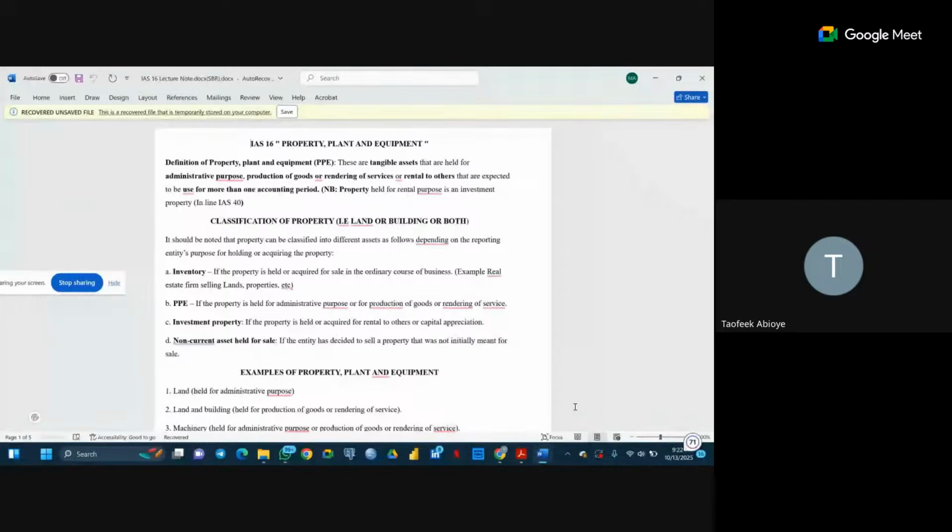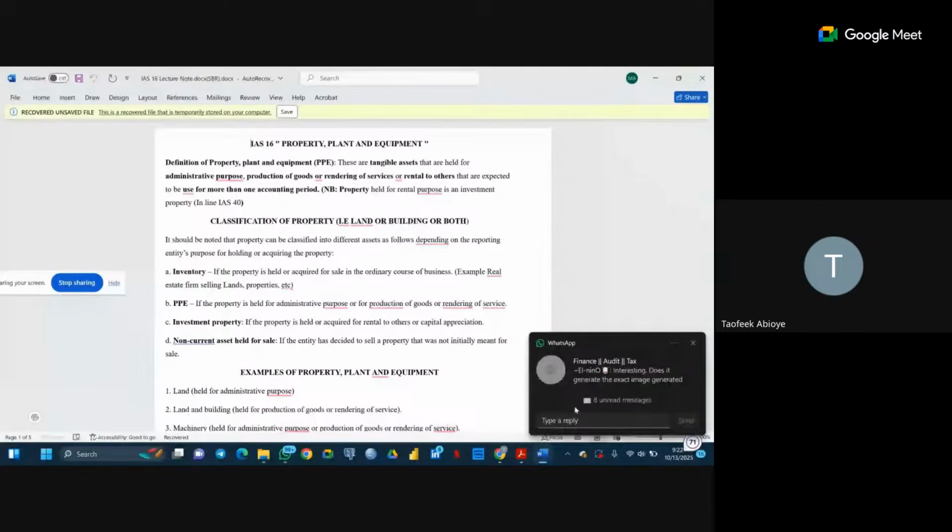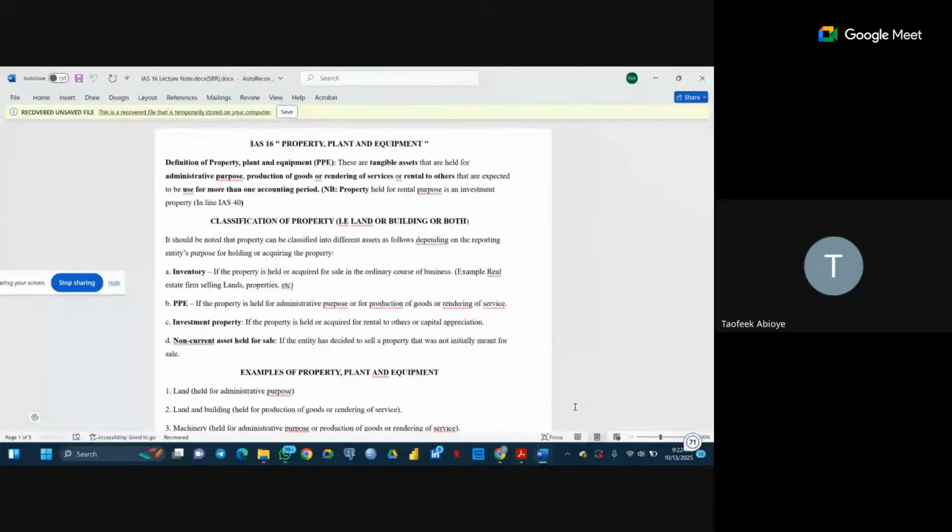If you can remember when we were defining IAS 40, investment property, these are the property that have been held for capital appreciation and not being used for administrative purpose, not like this IAS 16. So they have been held purposely for capital appreciation or for rent to generate a rental income. But the asset that is being used for administrative purpose, in the production of goods or rendering of services, in the day-to-day running of an organization's activities, these are what we call IAS 16, property, plant, and equipment.